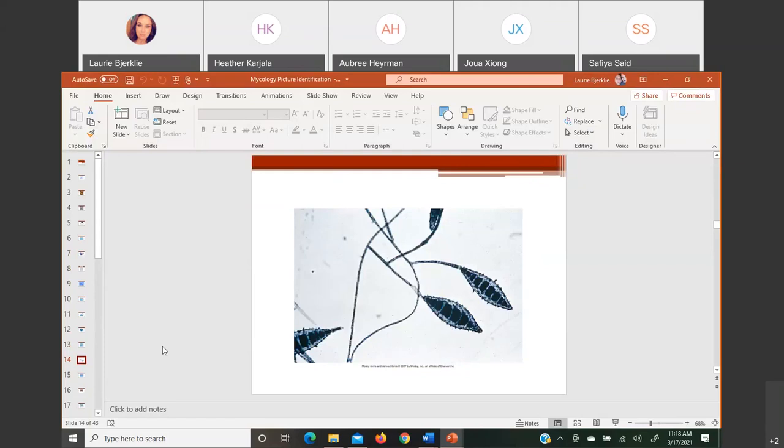Yep, very good, you guys. This is Microsporum canis. So it has that really spindle or pointy end to it versus the Microsporum gypseum, which has a bit of a more rounded end to it. But this is Microsporum canis, known for causing ringworm.